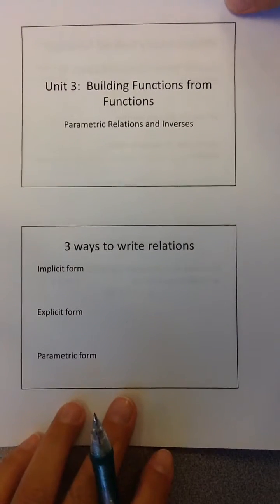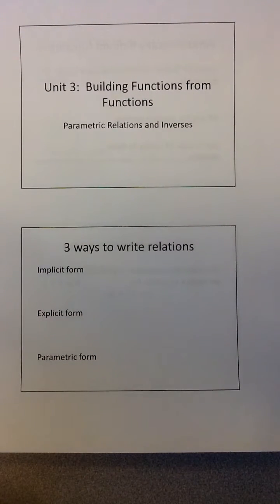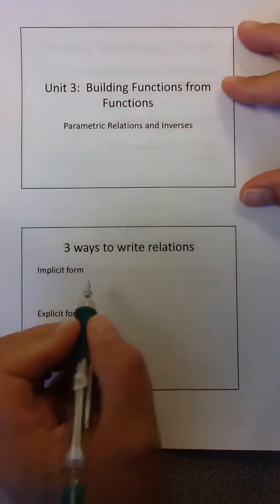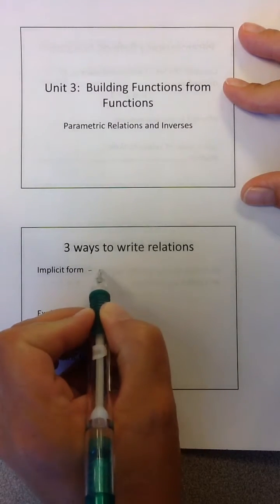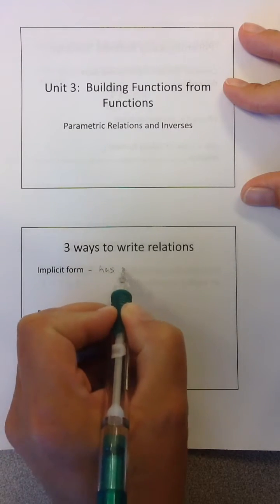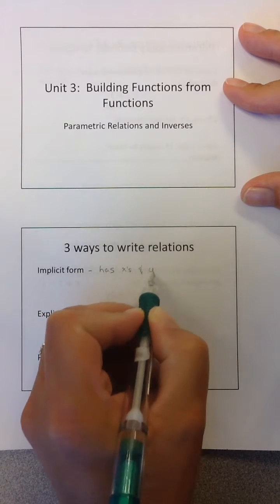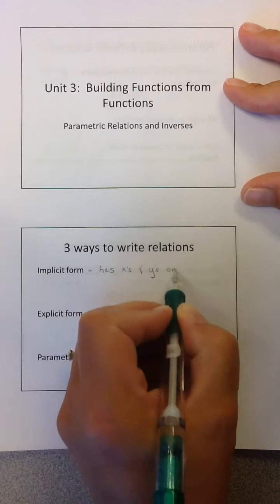So we already know two ways to write relations. We just probably don't already know them by name because we don't use these terminologies very much. We can write some relations in an implicit form. And an implicit form is a form that has the x's and the y's on the same side of the equation.